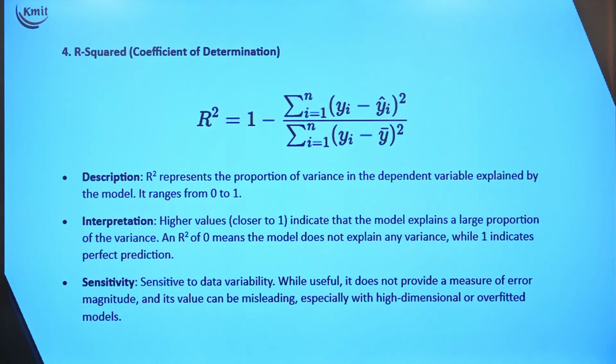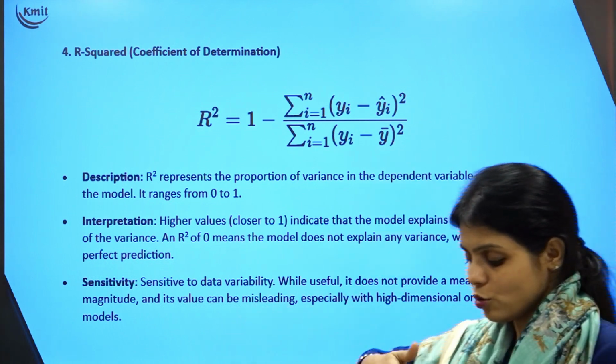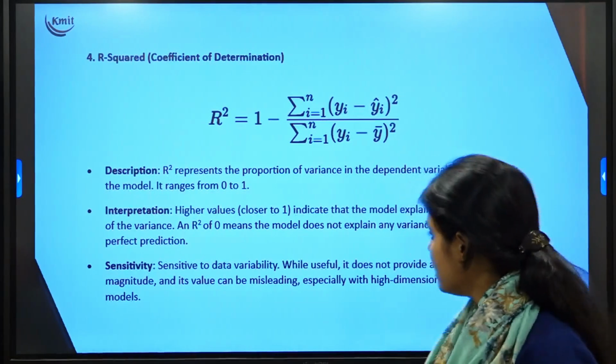Higher values closer to 1 indicate that the model explains a large portion of the variance. When you talk about R square of 0, it means that the model does not explain any variance, while 1 indicates perfect prediction. So the closer the value is to 1, the closer R square is to perfect prediction.